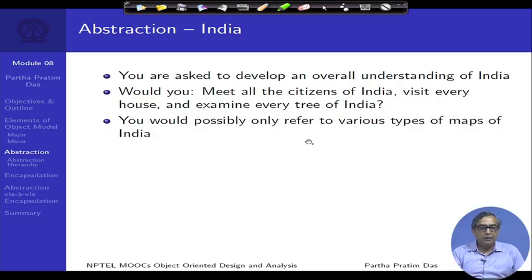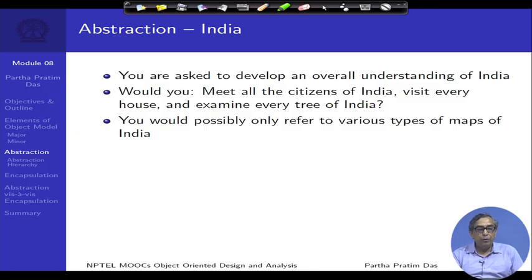Let us move to a very different example. Let us say we want to talk about our country India, we want to understand India. You are given that problem, please understand India. What would you do? Would you go to every citizen of India and meet and try to understand what the citizen do? You will visit every house, examine every tree, go to every paddy field and so on? Impractical, certainly. But what would you possibly do?